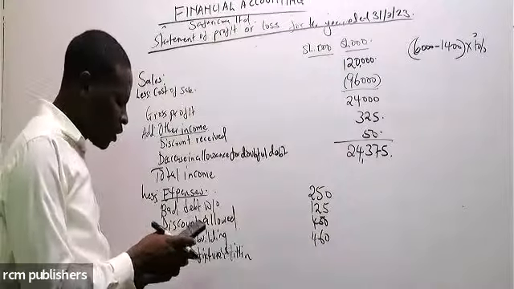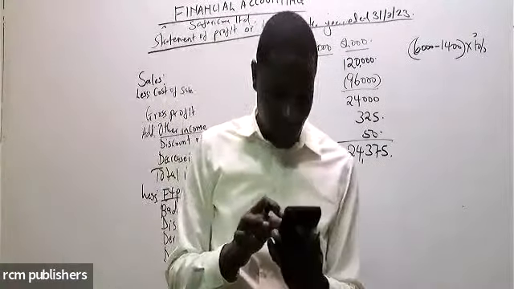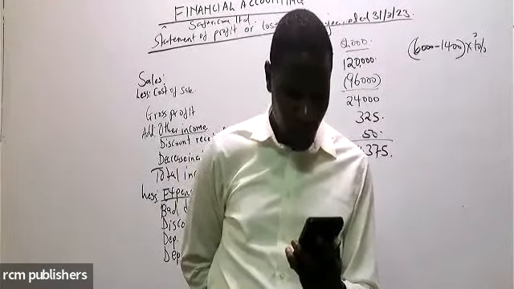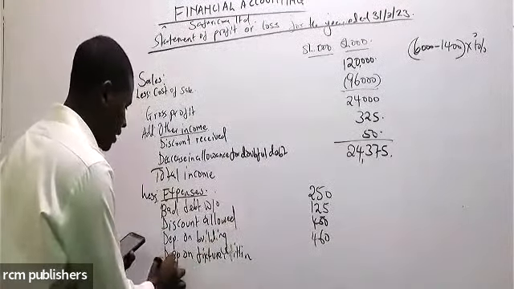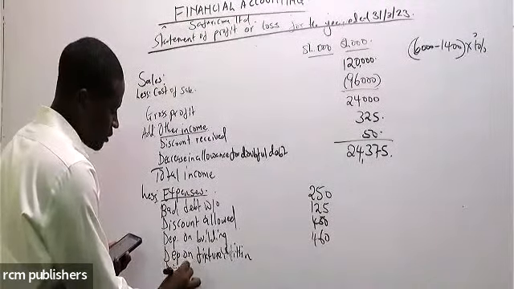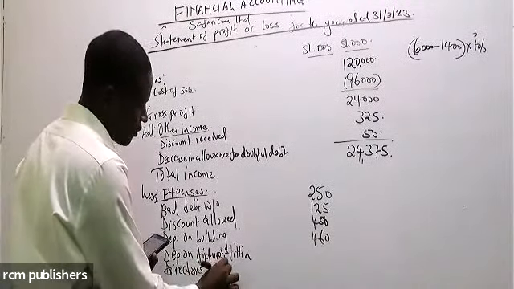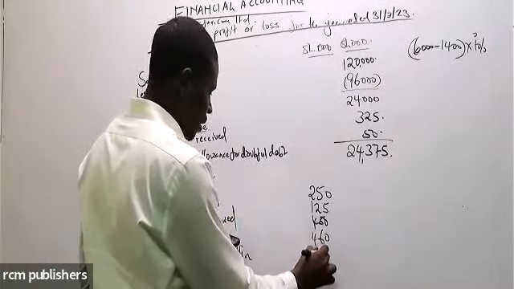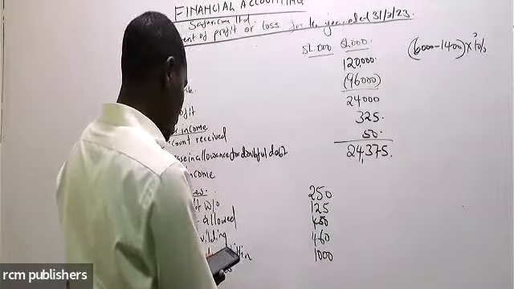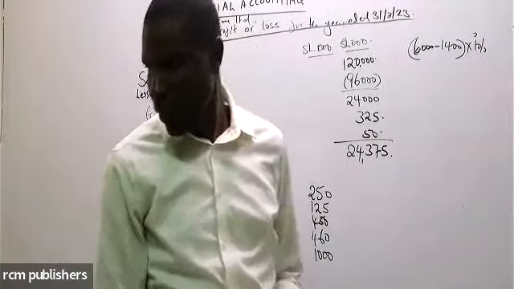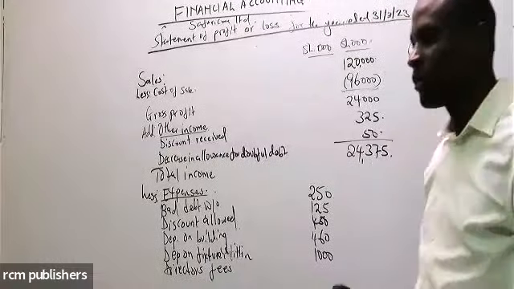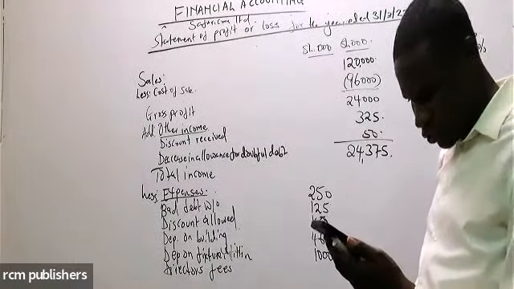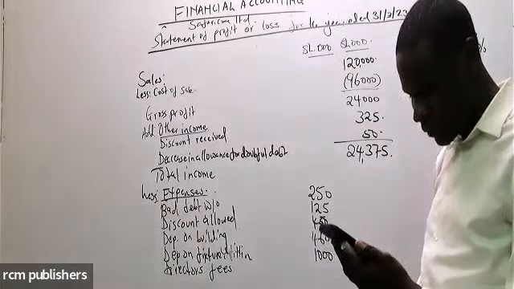Now we go to the next item. We have inventory, return outwards, and director fee. Director fee in this case is 1,000. Did we have any additional information regarding the sum? No.